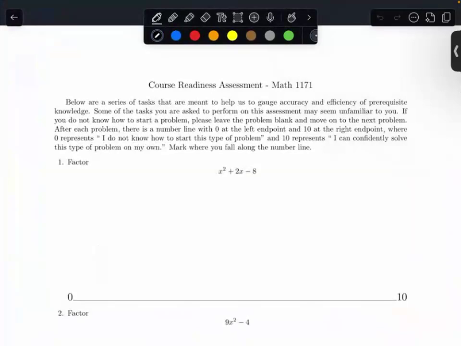Hello, class. These are the answers for that course readiness assessment that we had in class.